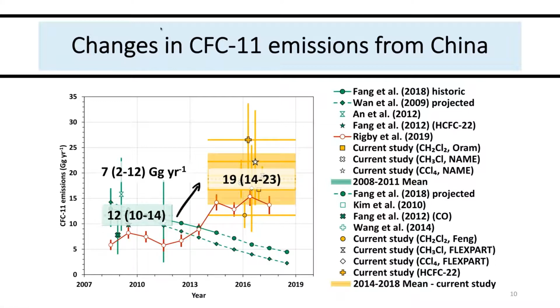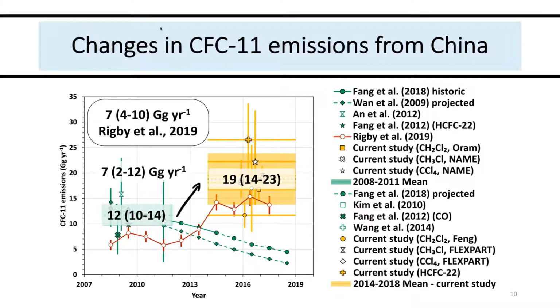The study that I mentioned previously by Rigby et al. also estimated CFC-11 emissions from eastern China, and they are shown by the red line in this graph. They estimated an increase in CFC-11 emissions from eastern China of about 7 gigagrams per year, or between 4 and 10 gigagrams per year, which is similar to the estimate that we calculated in this study and increases the confidence in the overall estimate.